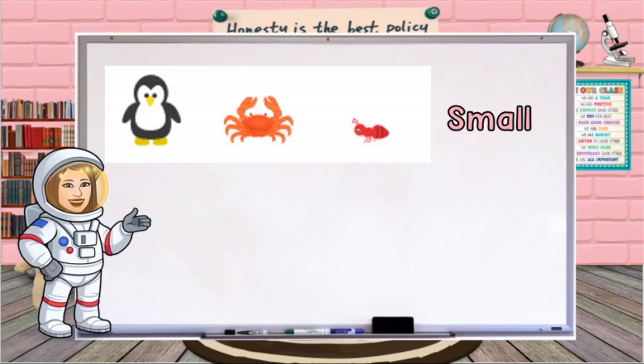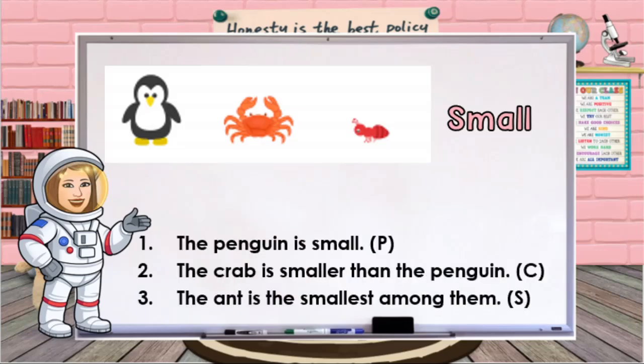Now let me show you my answers. For the positive degree, the penguin is small. For the comparative degree, the crab is smaller than the penguin. And for the superlative degree, the ant is the smallest among them. Did you also get the correct answers? Great!